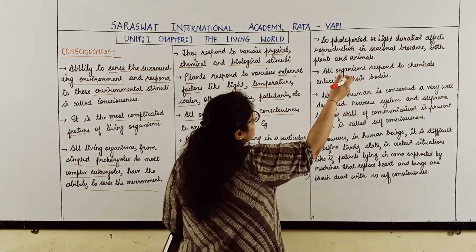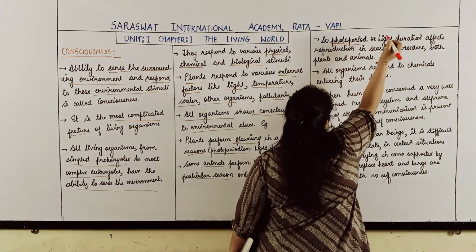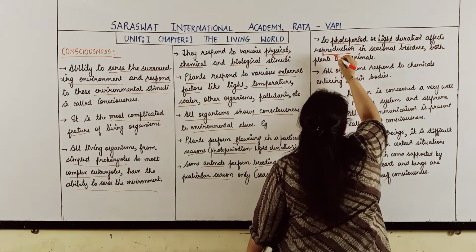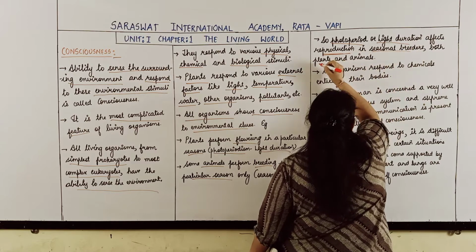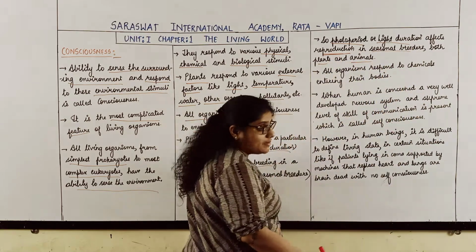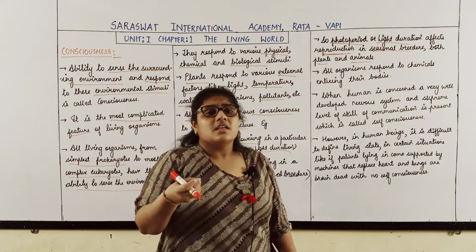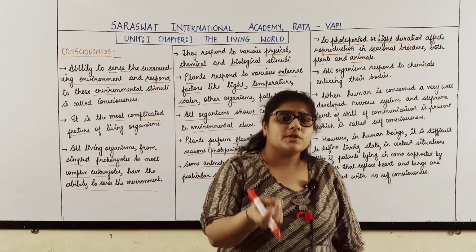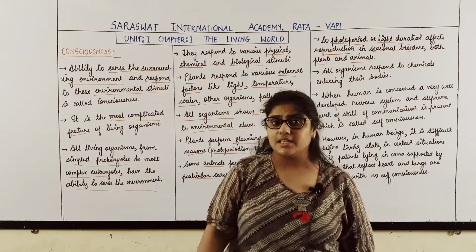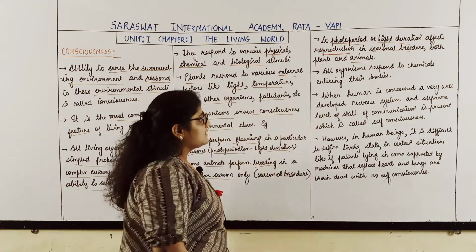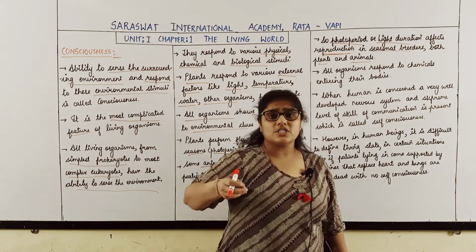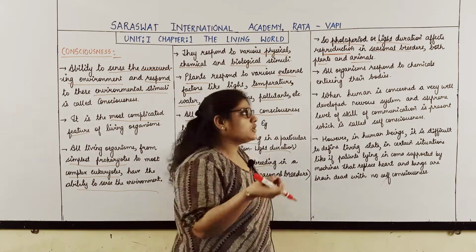So basically, what is that? Photoperiod, or light duration. It affects reproduction in seasonal breeders like plants and animals. Seasonal breeders are living organisms which carry out the process of reproduction only in particular seasons. So, this is an example of consciousness. These are certain examples of consciousness.